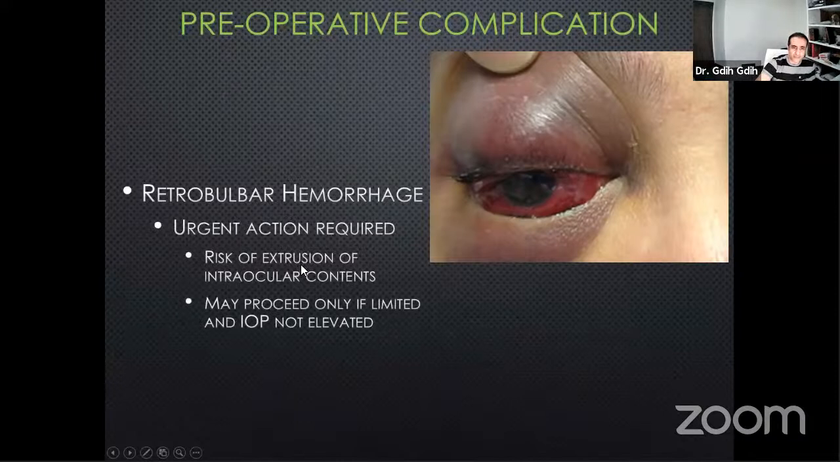If the eyeball starts to extrude out of the orbit, then you may need to abort the procedure and deal with what's happening. You can only proceed if the hemorrhage is limited and the intraocular pressure is not elevated.